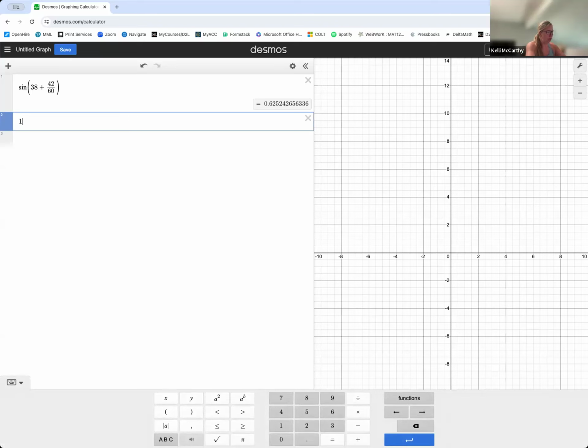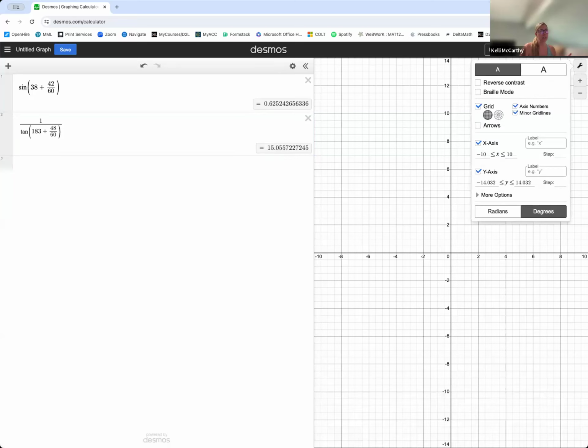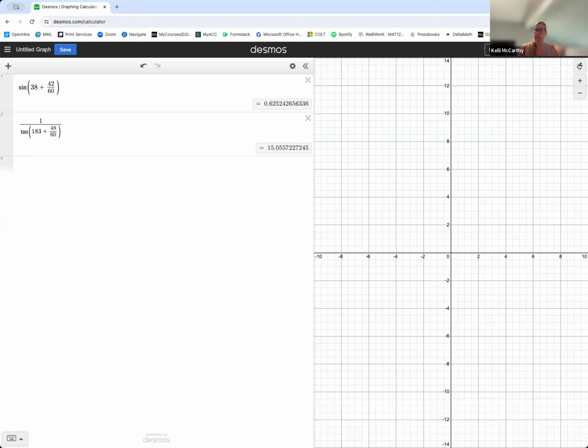Okay, let's do the next one. We have 1 divided by tangent of 183 plus 48 divided by 60. And one of the things that I love about Desmos is just that we're seeing this displayed exactly like it's written on our paper. It's a really great way to make sure that we're typing it in correctly and that the answer that the calculator spits out, we can trust. So again, we did have it in degrees. I'm just going to check it again, but just so you're aware, once you put your mode into degrees or radians, it will stay there until you change it. So that's why it is always a good idea to double check what mode it's in. So this is equal to 15.0557, rounded to 4 decimal places.